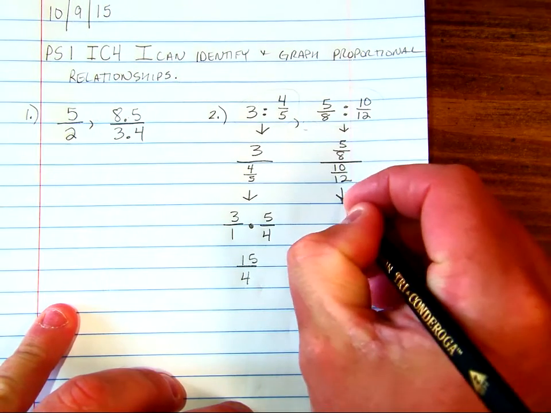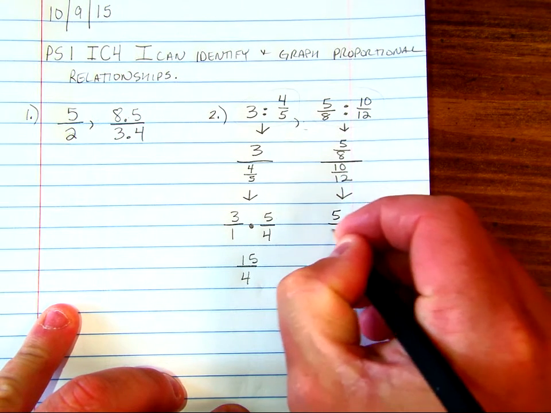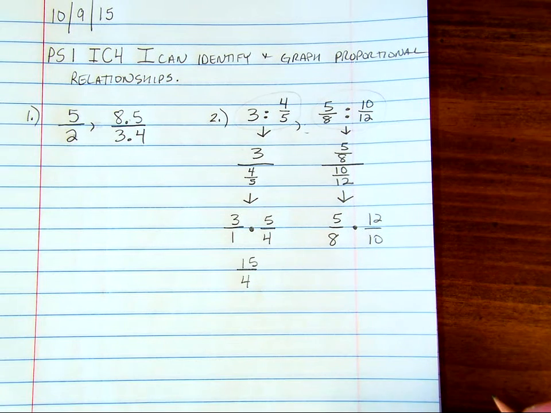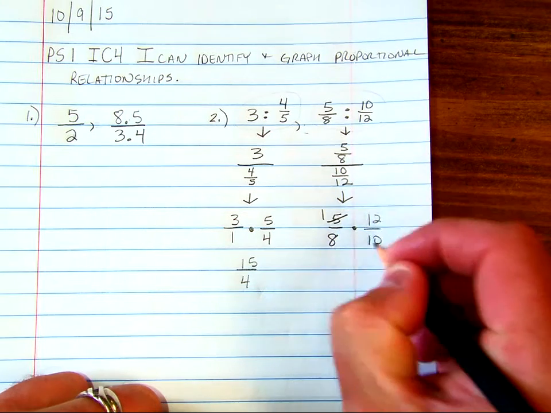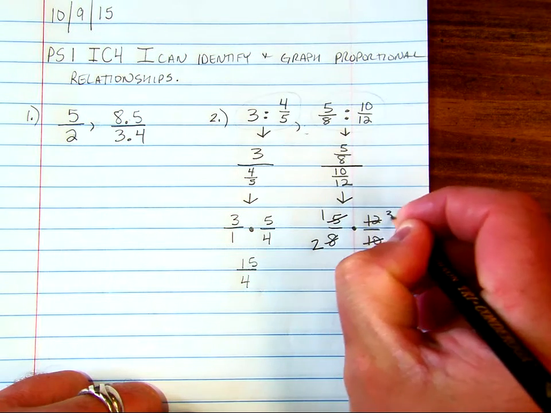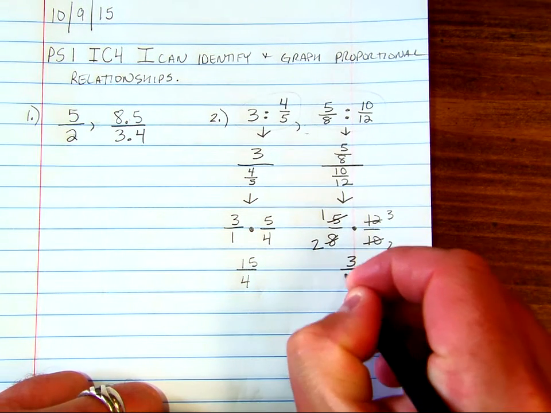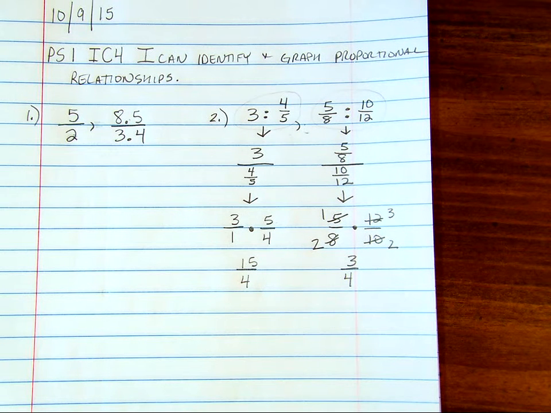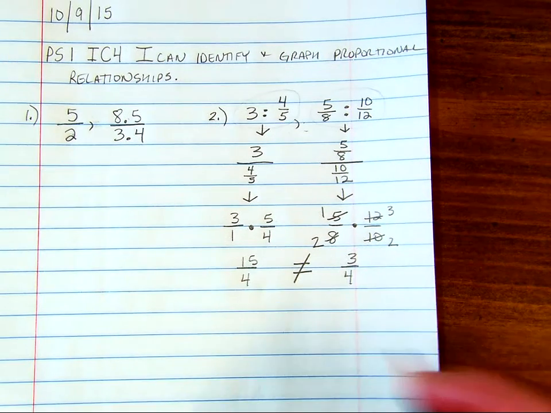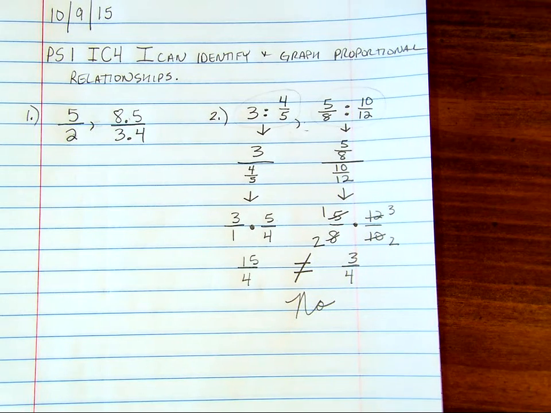And then for this ratio, we'll do keep, inverse, reciprocal. 1, 2, 2, 3. So we get 3/4. Are those equal to one another? Yes or no? Does 15/4 equal 3/4? Those are not equal, so our answer would be no. This one was yes.